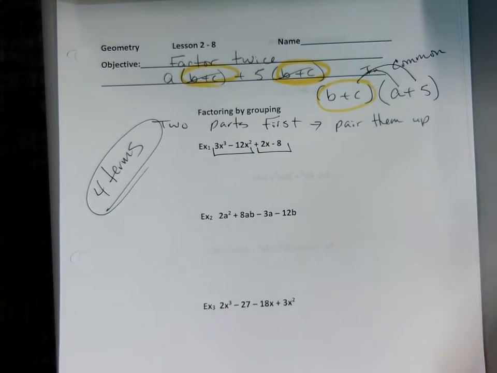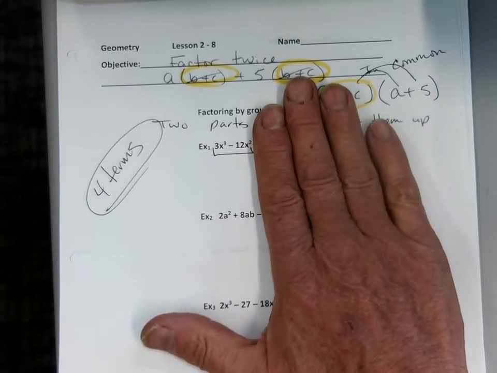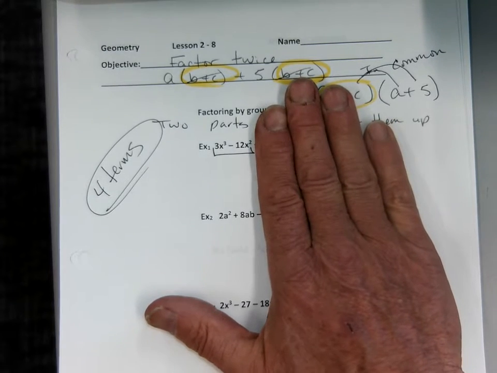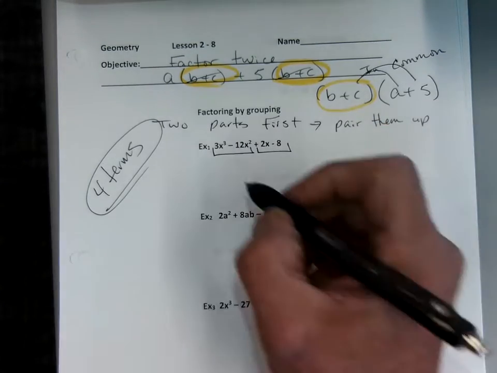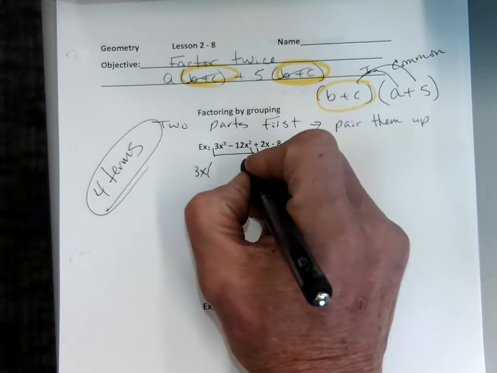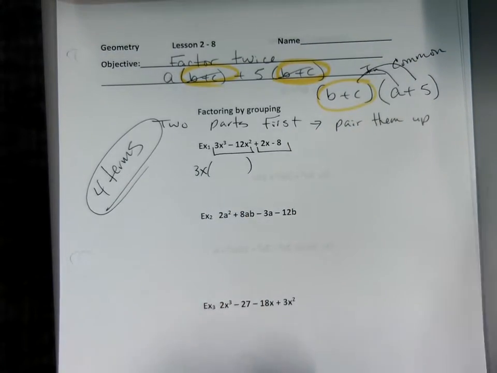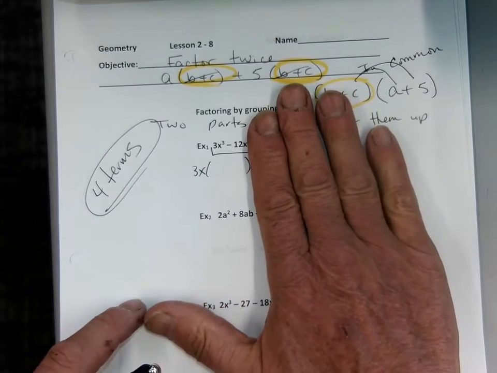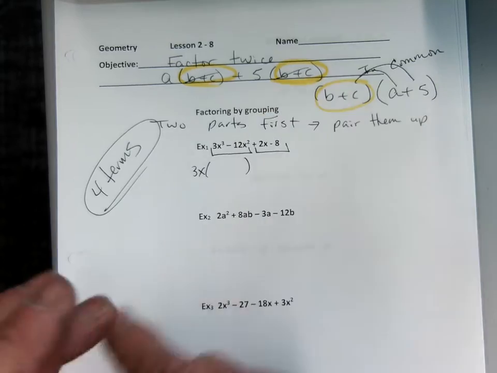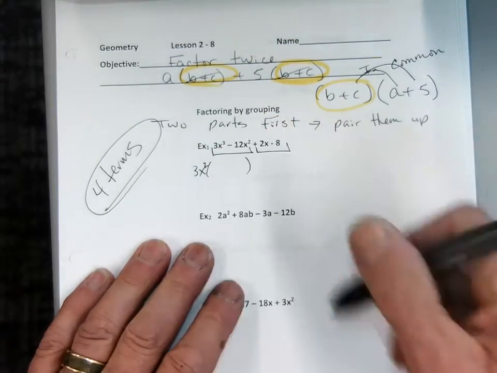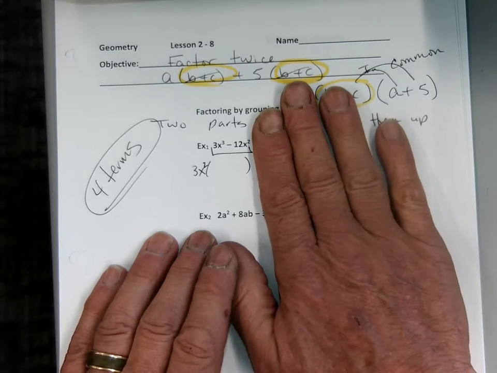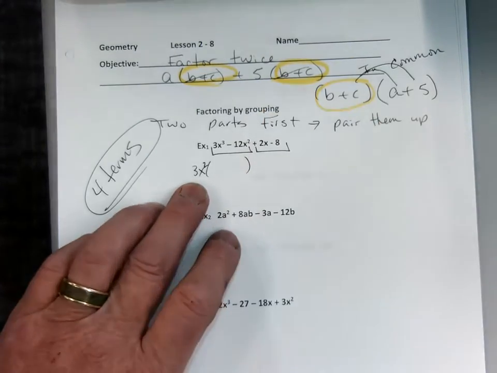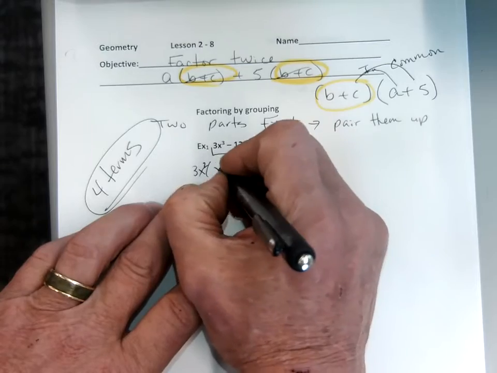So when I take a look at the first pair, let me just ignore the rest. I'm just going to cover it up. Look at the first 2. We're pairing them up. What do they have in common? 3 and an x. Good. So let's take out a 3 and an x. Actually, let's take out a 3x squared. Let's take out even more, Scott. How's that? You okay taking out a 3x squared? So what's left is just an x minus 4.